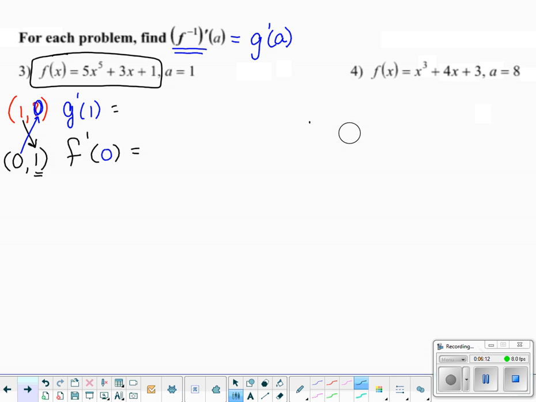Hopefully this is all squared away. So this is 1 over f prime of 0. I can evaluate f prime of 0. That should be quite easy. I'm going to get my general derivative first, and then I'll go back and get the numeric.